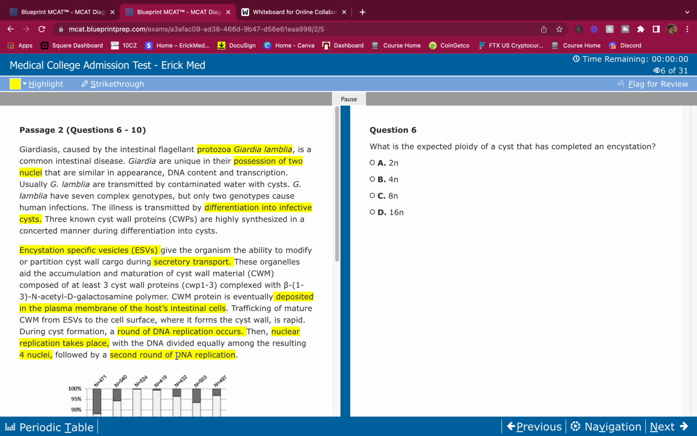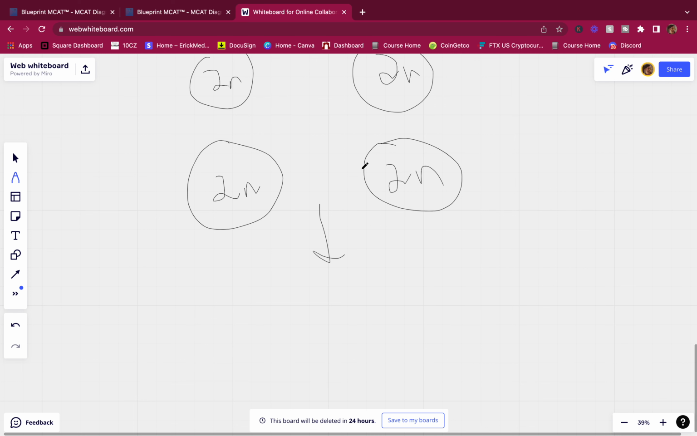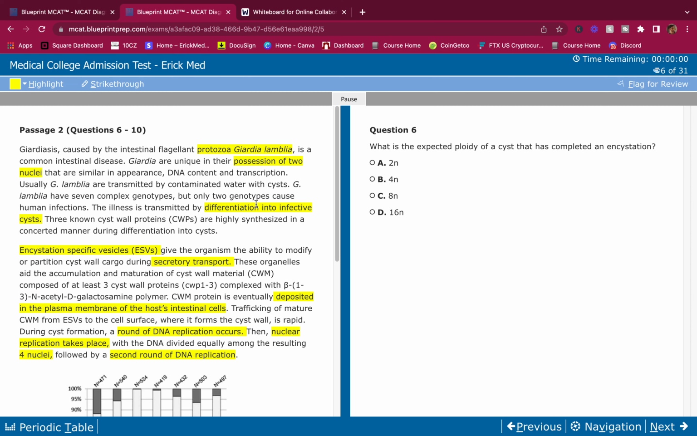Followed by a second round of DNA replication. DNA replicating, not nuclei, DNA is replicating. So this is going to be 4N. This one's going to replicate to 4N. This one is going to replicate to 4N. This one's going to replicate to 4N. This is what we got here. And that's it, right? Yeah, that's it.